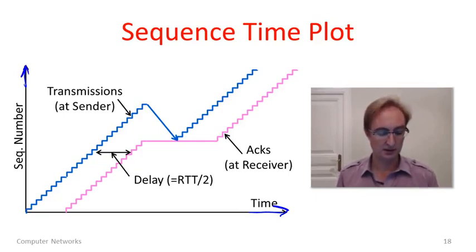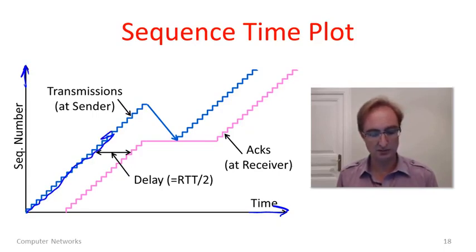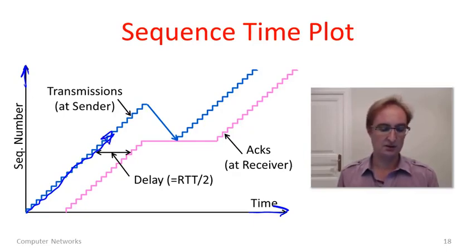Now if you look at these curves, this blue curve gives you a line for the transmissions of the sender. And you can see here that the sequence numbers are going up over time. Over time, it's sending newer, more highly numbered segments. There's also another staircase here, and that's for the receiver. These are the acknowledgements coming back.